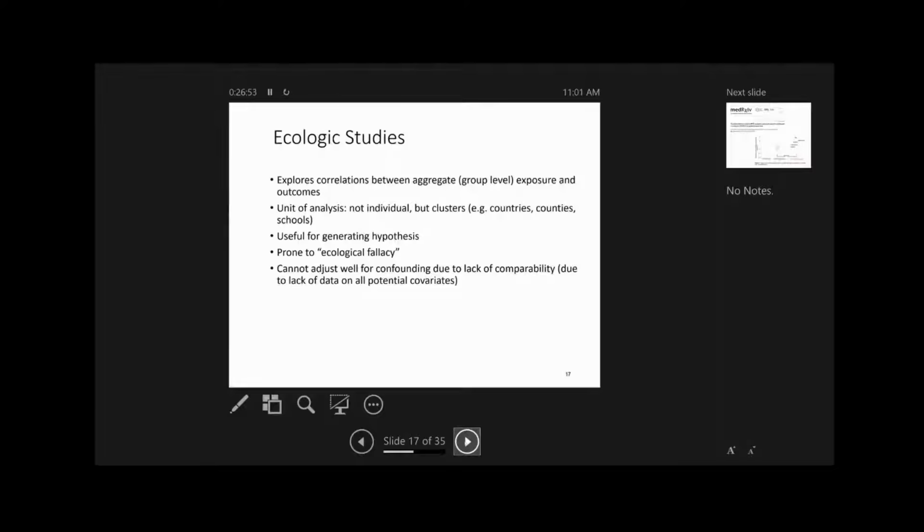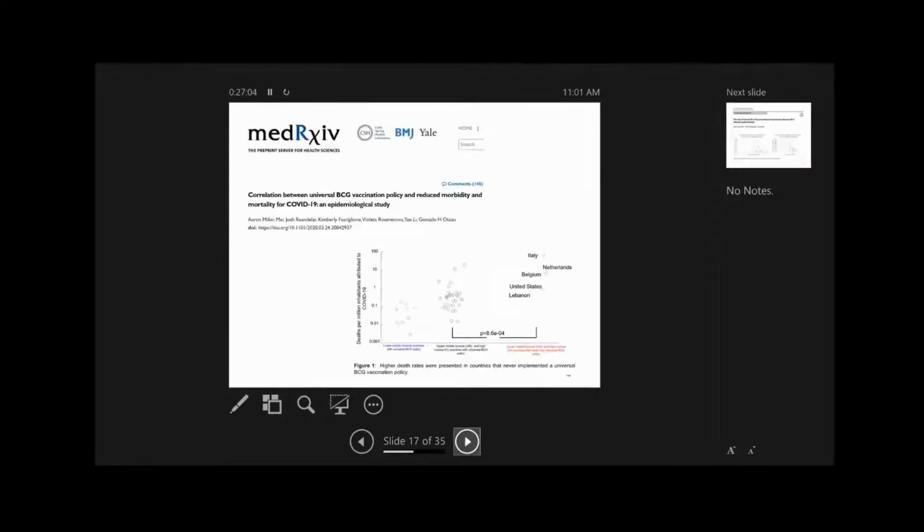It's at a zoomed out level, and it does not quite manage to tackle problems like confounding, which can happen at the individual level. Okay. And I'll be giving you a whole lecture on ecological studies later, but here's an example. BCG policies in various countries. Do countries give BCG at birth or not? Right? And what is their COVID death rate? Okay, so you take all countries, you line them up on an Excel spreadsheet.